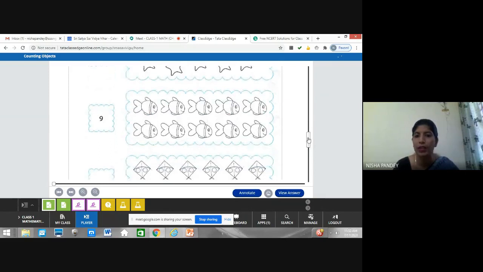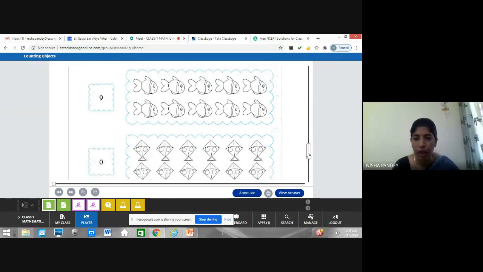Okay, next is 9. It is very simple, but as you are very interested in coloring, this is the coloring part. So counting as well as coloring together. So 9 fishes you have to count here, and let's see how many are there. 1, 2, 3, 4, 5, 6, 7, 8, 9, 10. So we'll leave 1 and 9 we will color, right? 1 will be left, the uncolored one.